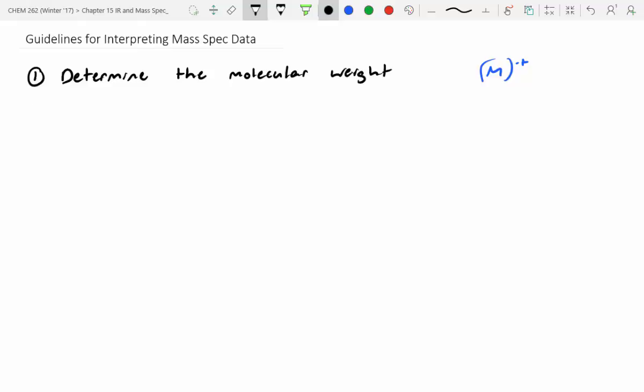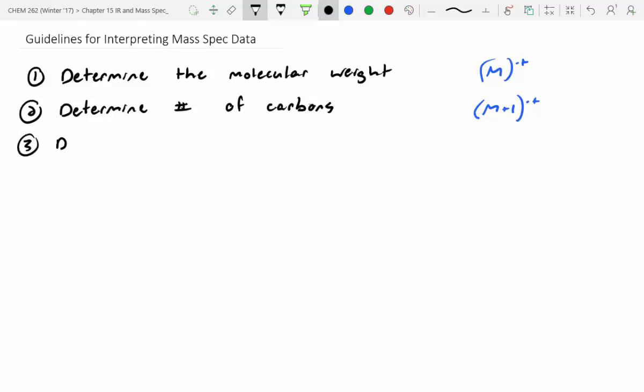The second thing I do is I determine the number of carbons. And what peak helps me determine the number of carbons? Mass plus 1. Yeah, the mass plus 1, and we can use that formula I showed you guys to determine the number of carbons. And then third, determine if bromine or chlorine is present. How do I do that? Mass plus 2. Yeah, mass plus 2.